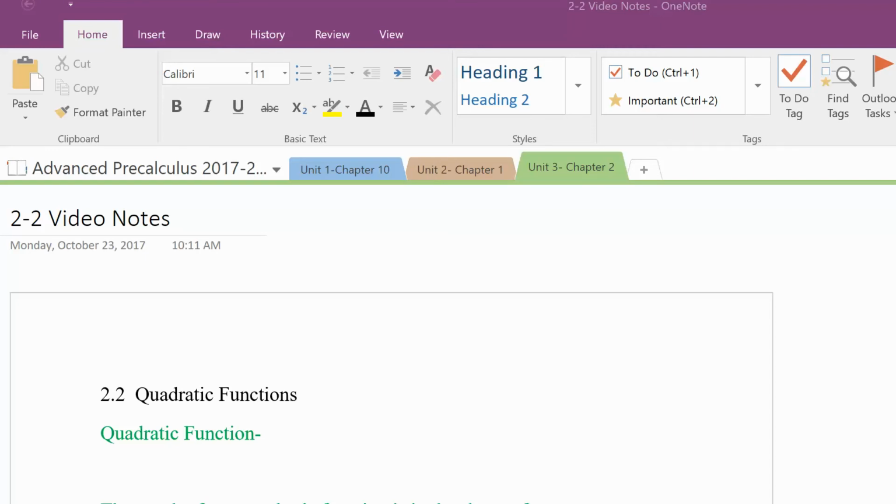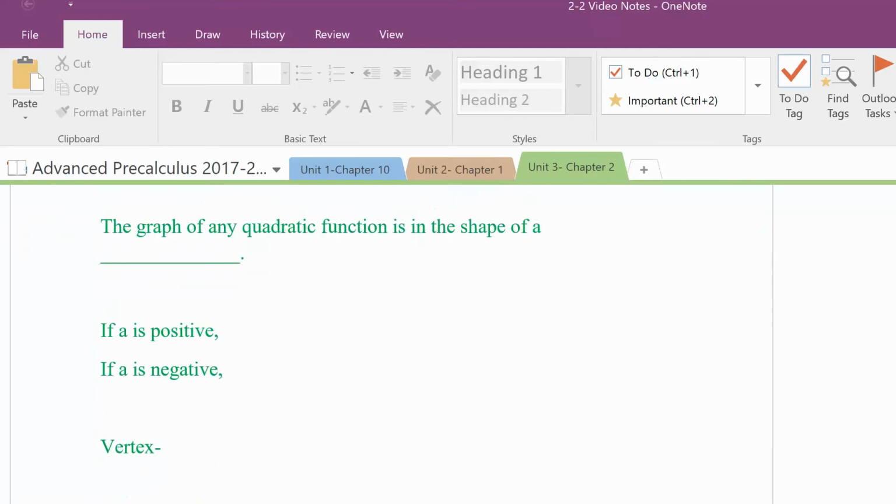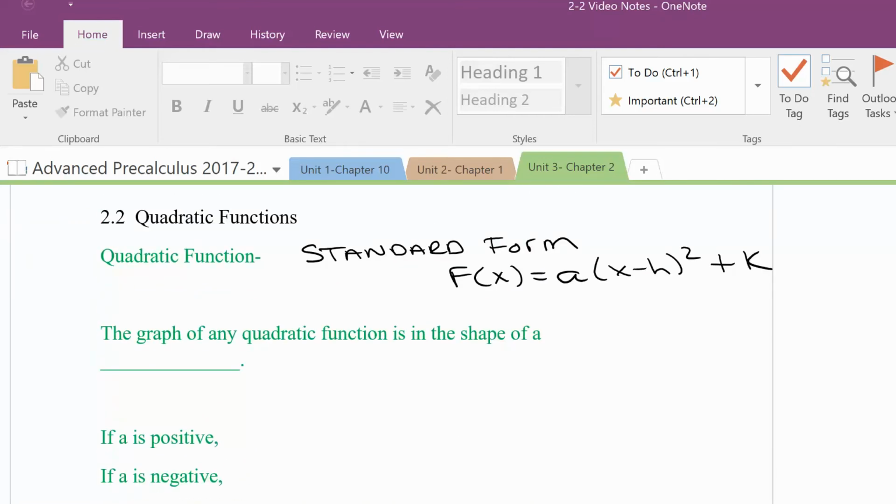First of all, a quadratic function in standard form is any function where it's a times x minus h squared plus k. That is the standard form. And remember, any quadratic function is in the shape of a parabola.